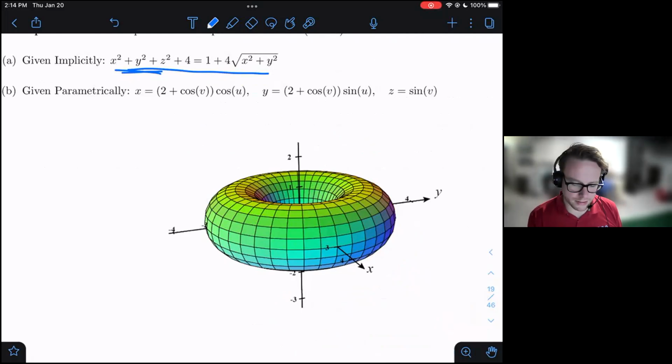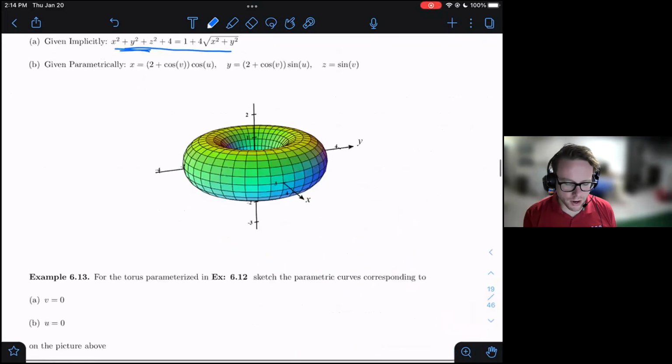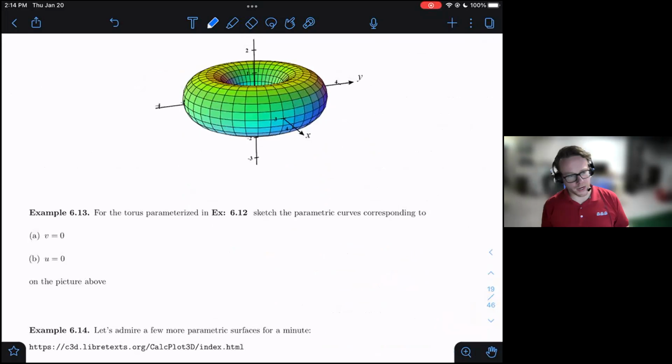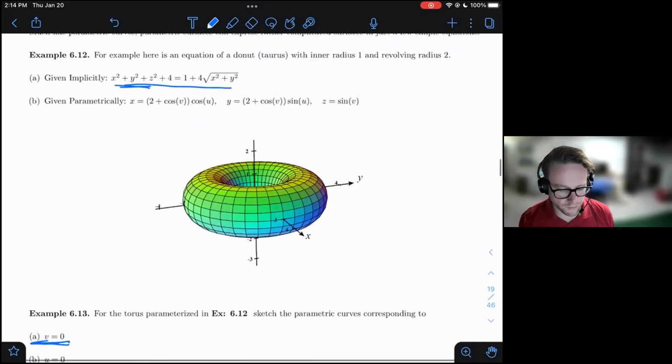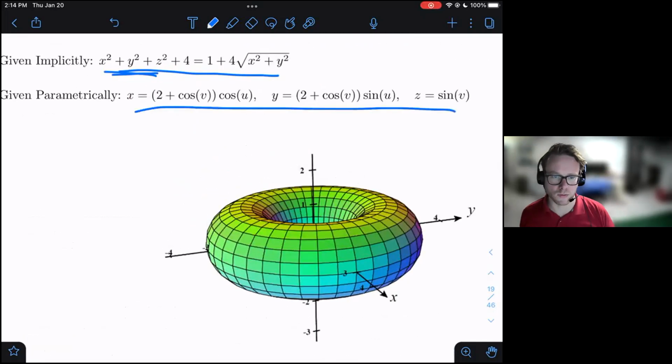And one way that we can start to see this is that I'm going to go ahead and graph a few curves. So with this example 6.13, I'm going to sketch some parametric curves corresponding to specific values. One thing that we can do is just plug stuff in. So if I plug in v equals 0, here's our parametric equation up here. Again, we have x's, y's, and z's, and I'm going to plug in v equals 0 for my first bit.